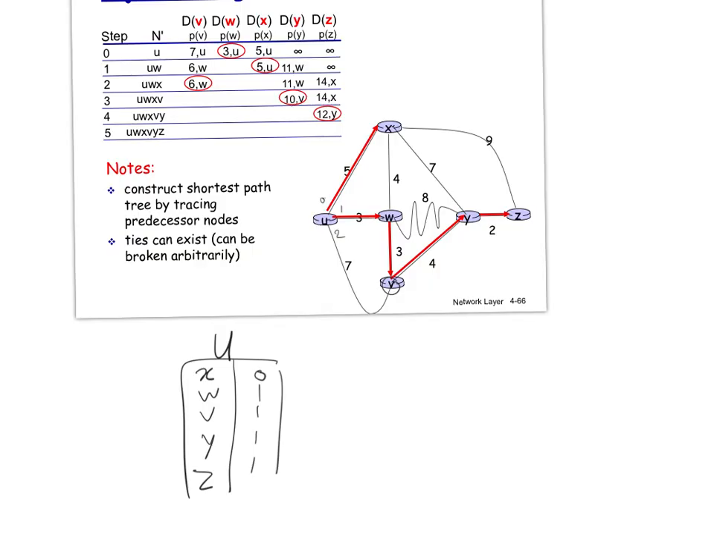If I go to Y, where should I go? I should go to W first, right? And then V, and then Y. Okay? So from the point of view of U, I need to send it this way, which means port 1. Okay?